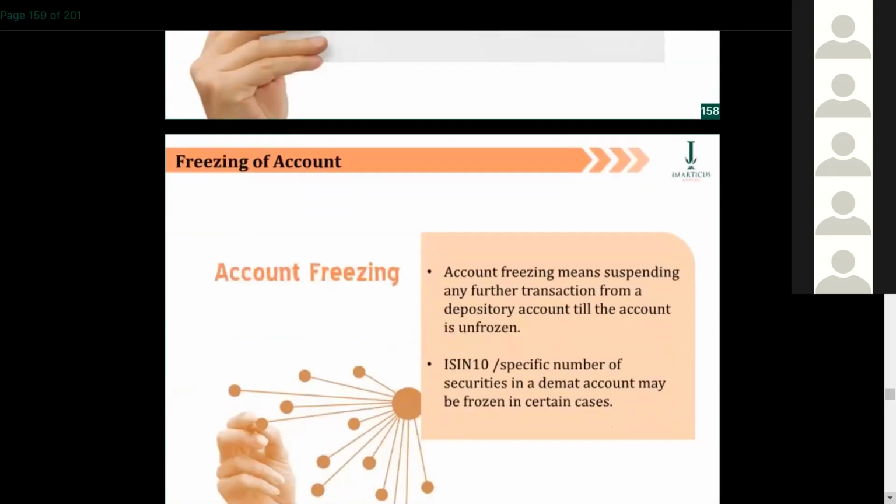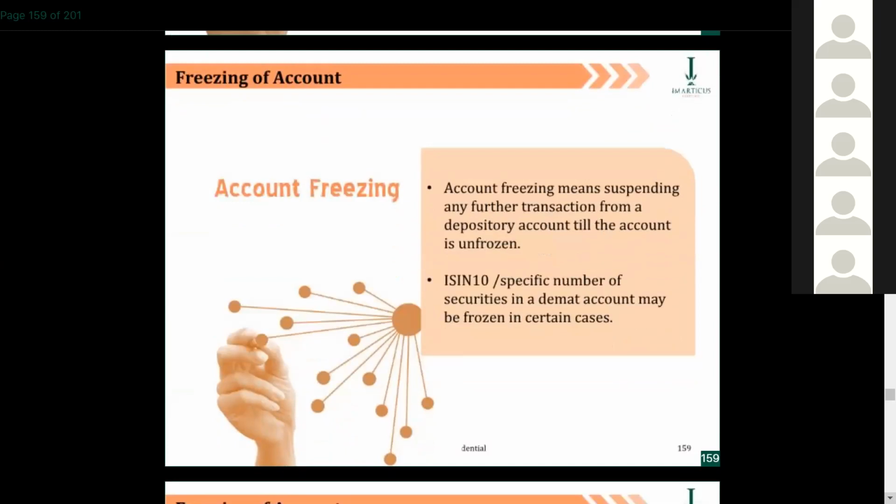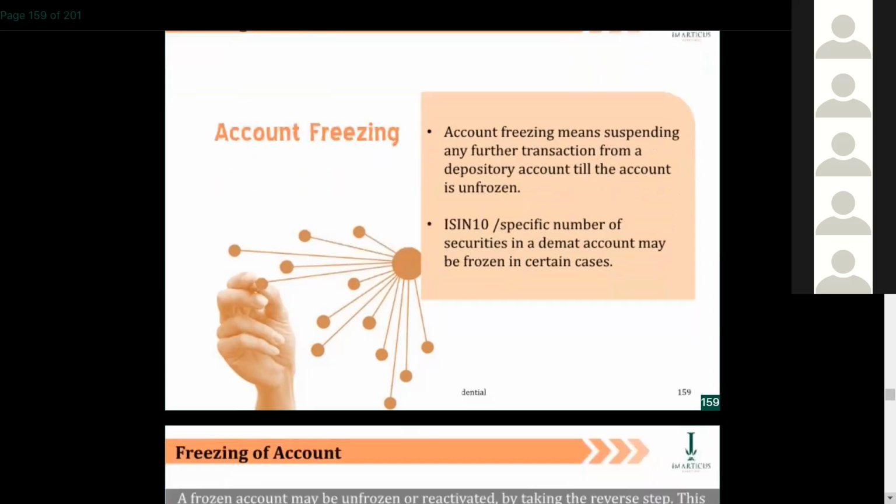So account freezing means suspending any further transaction from a depository account till the account is unfrozen. A specific number of securities in a demat account may be frozen in certain cases. For example, if you are pledging your securities or hypothecating your securities, that means you're taking a loan against your securities. Obviously, the lender would want you to freeze those securities in your account so that you cannot sell them. Okay? So there can be many reasons for freezing the account.